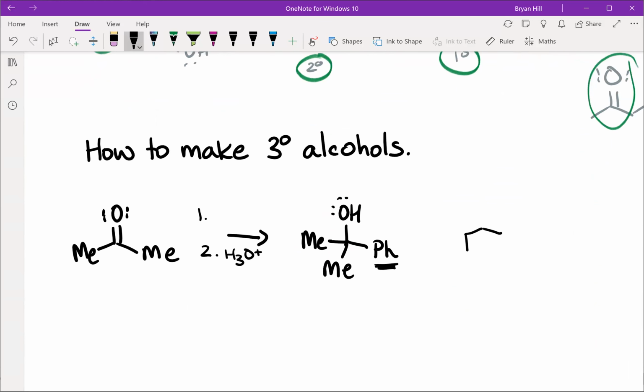How do we make, let's erase this. How do we have carbon with the minus? What would be a way of making that? What would this negative charge need to be bonded to make that? Wasn't that Grignard? Right, Grignard reagent. So Grignard reagent.